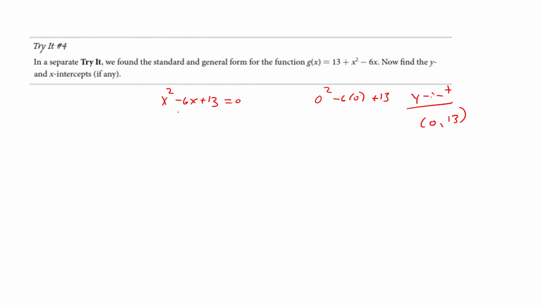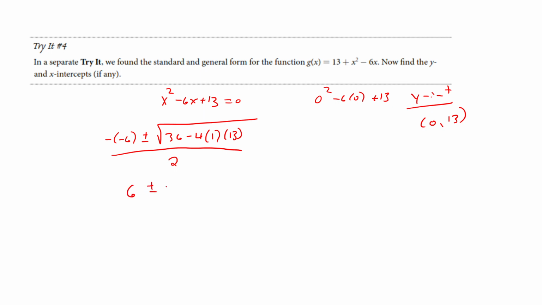Now, this is not going to factor again, so I would do negative b plus or minus the square root of b squared minus 4ac. So b squared is negative 6 squared, minus 4ac, all of that being divided by 2 times a, which is just 2. I'm going to have 6.